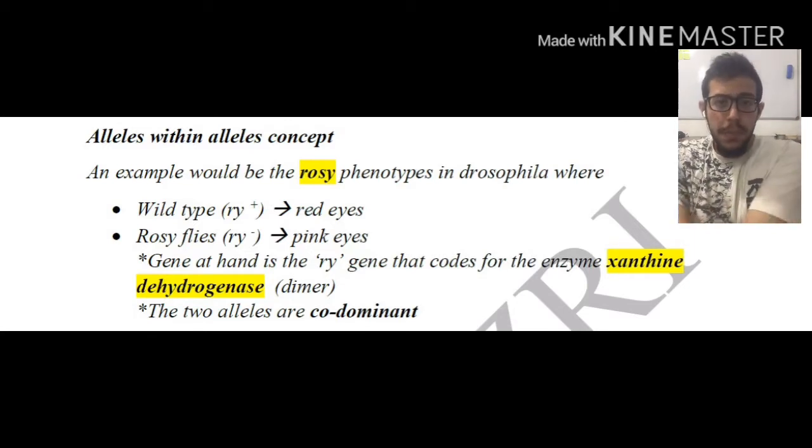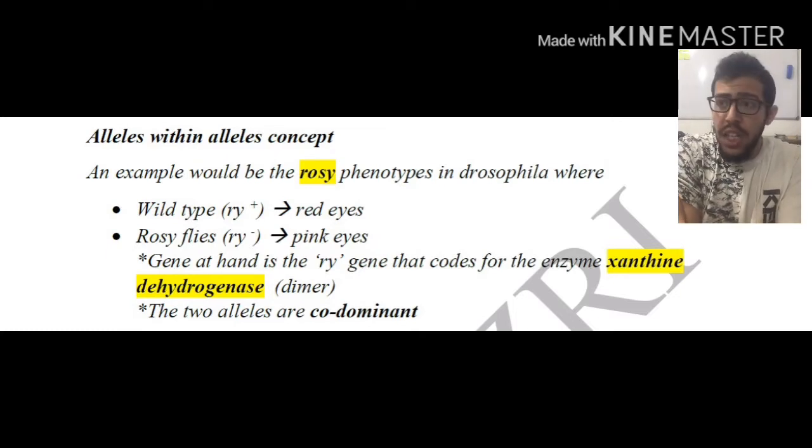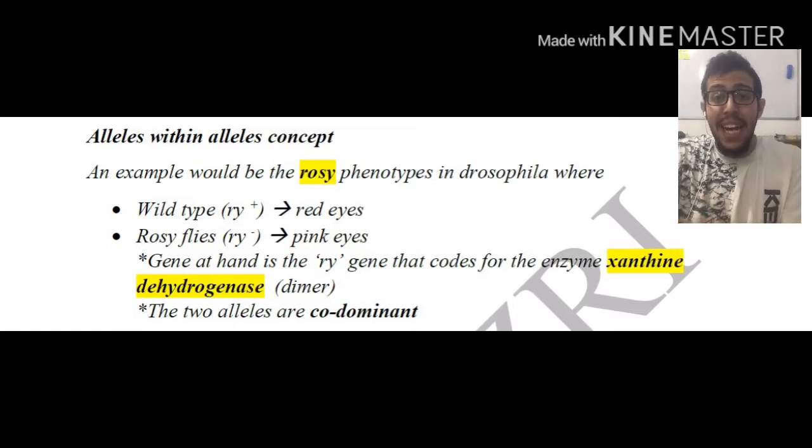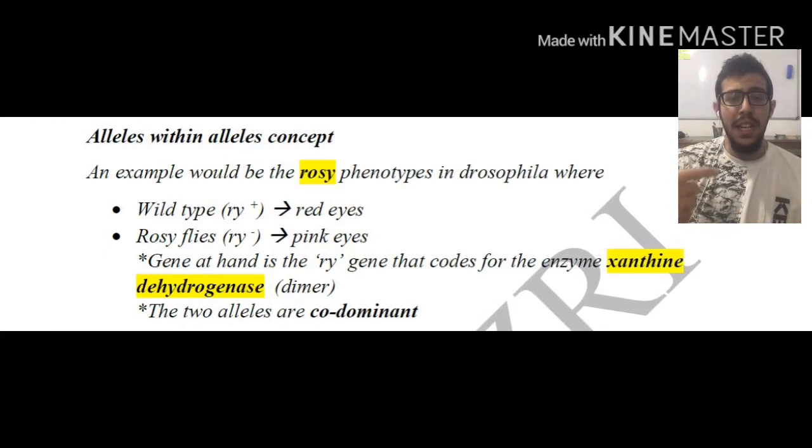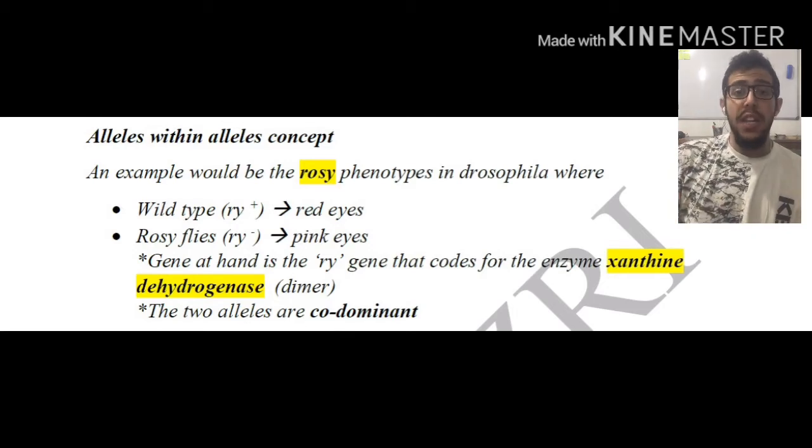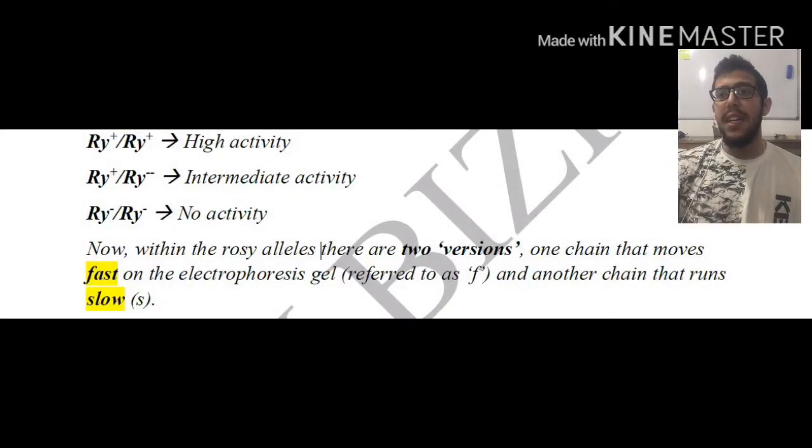Now, the gene that we're going to be talking about in this video is the RY gene, which codes for the enzyme xanthine dehydrogenase. It is worth noting here that it is a dimer, and this is going to be very important in our analysis of the gel electrophoresis gel later on. Moving on, the RY positive / RY positive alleles are going to be having high activity. The RY positive / RY negative are going to be having intermediate activity, whereas the RY negative are going to be showing no activity. And this also is going to be very critical in our gel electrophoresis analysis later.